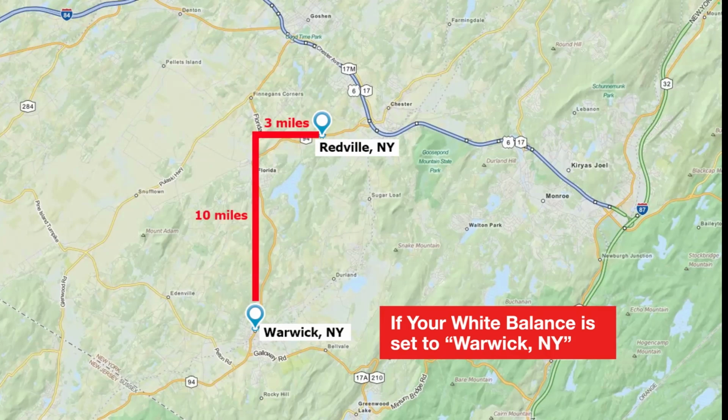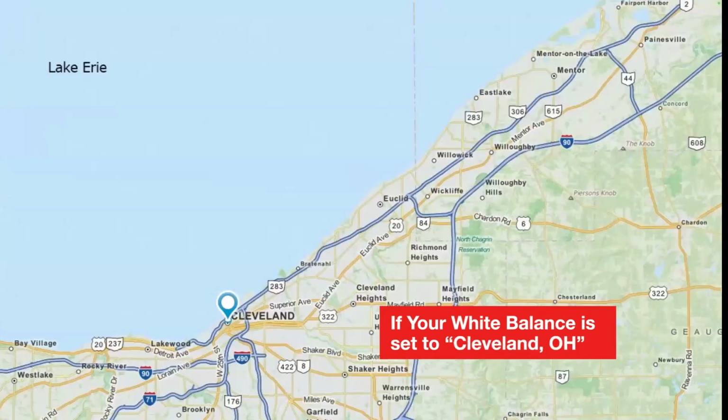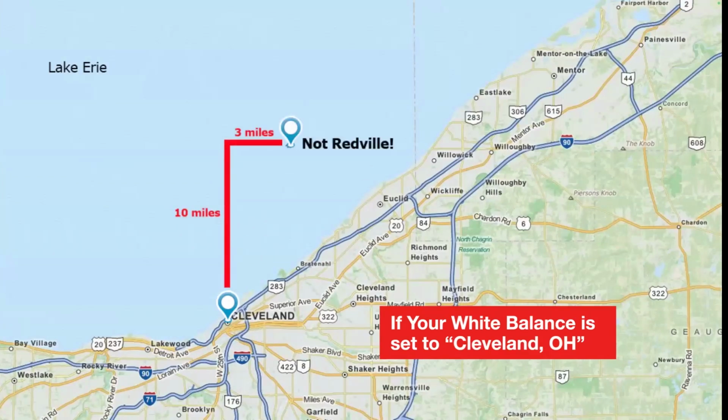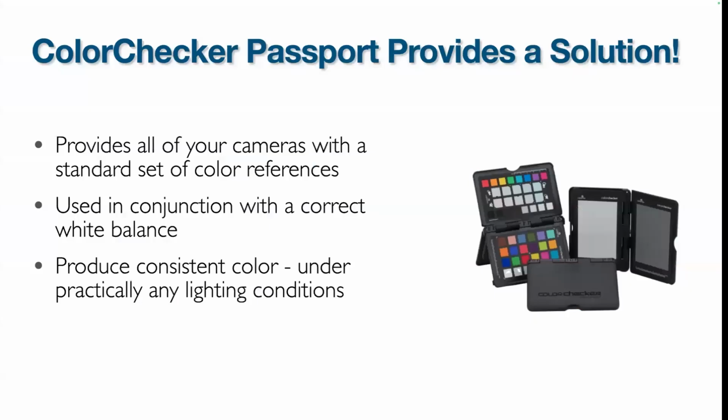However, the white balance is an important starting point because if you were starting somewhere else like Cleveland and you applied the same profile, well, no, that's a wrong white balance. You're going to end up somewhere else, not in Redville. So the white balance and the profile work together. We'll see that in a minute.